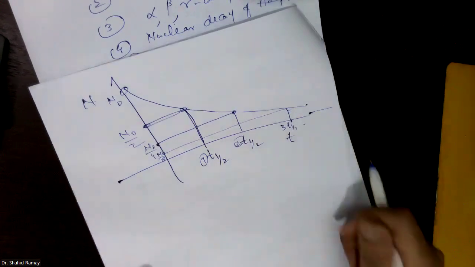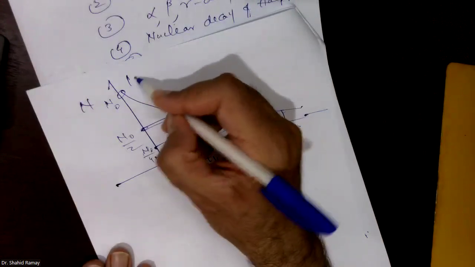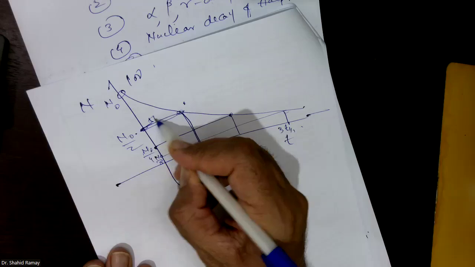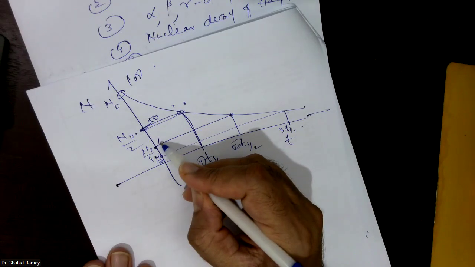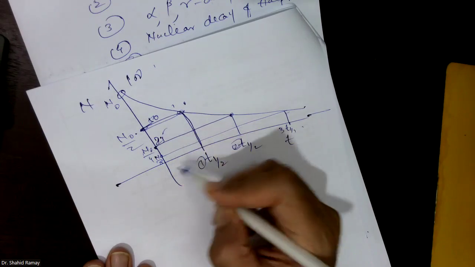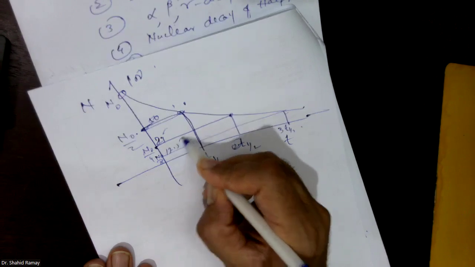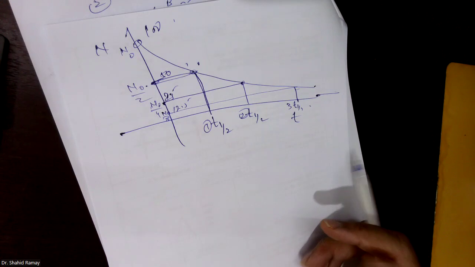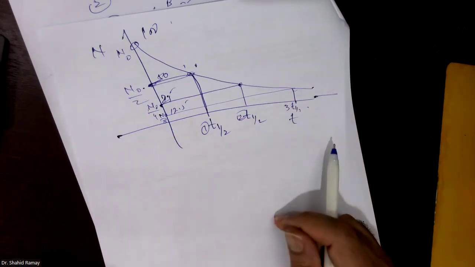half-life from the graph. So it means if it is 100, then surely this value will be 50, and this value will be 25, and this value will be 12.5. So from the graph, you can also find the number of half-lives in this way.